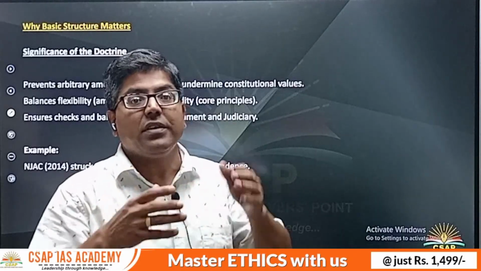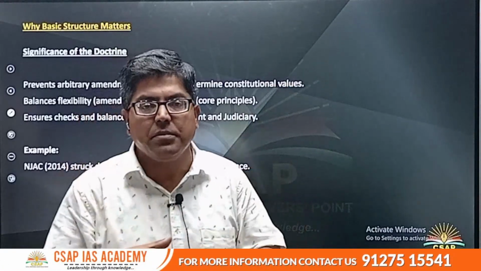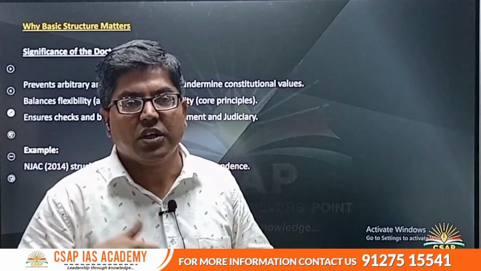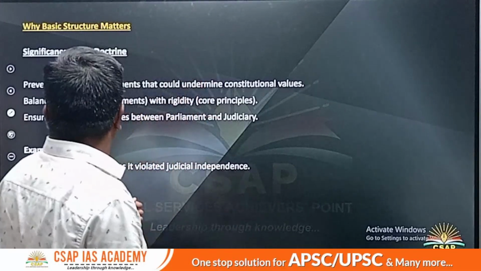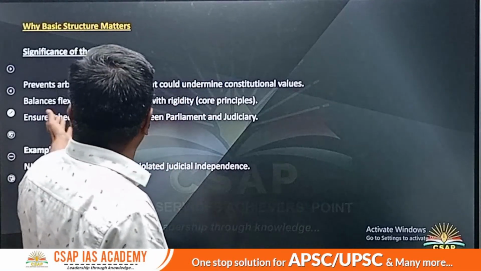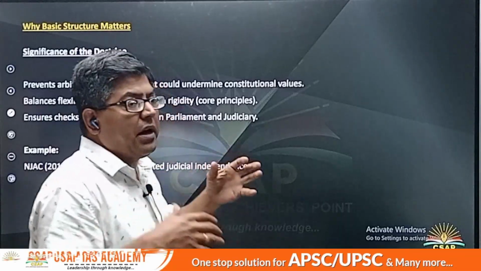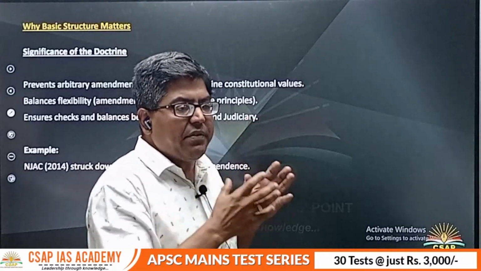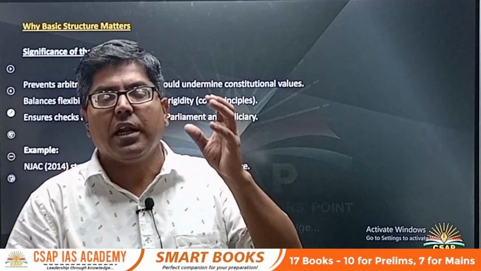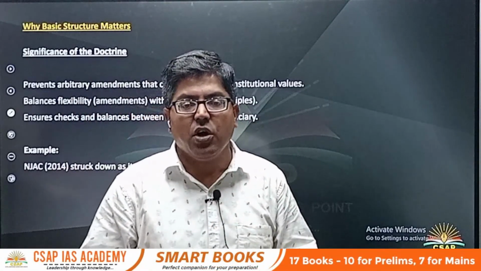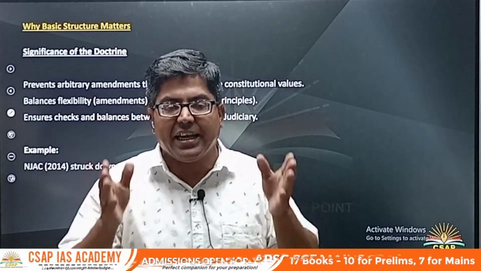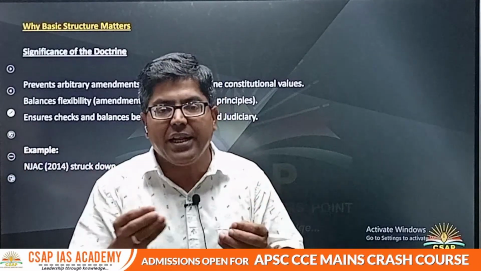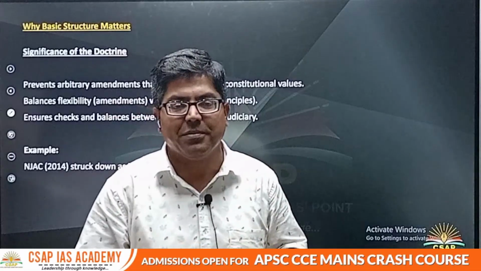So therefore the basic structure doctrine will come to rescue us, come to protect us, right. So it basically balances flexibility and rigidity. Remember, in the very beginning I said so. Now, vis-a-vis this doctrine of constitutional amendment and basic structure, we are also simultaneously taking up this conflict between the legislature and the judiciary, right.